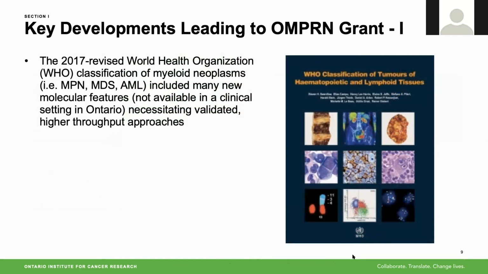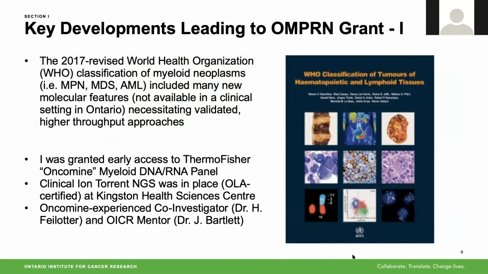A couple of key developments also led to the OMPRN grant. So every once in a while, the World Health Organization will update the classification system for cancers. Here's the hematopoietic and lymphoid. This happened in 2017, and of course, we're adding in more molecular features. And we were otherwise ill-prepared to capture all of these with traditional molecular single assay approaches in the lab. So we need higher throughput approaches.